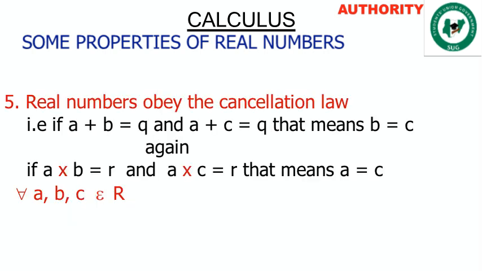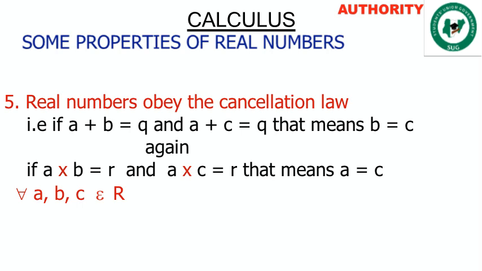Okay, let's go. Number 5. Real numbers obey the cancellation law. Let me show you an example. If you say that A plus B is equal to Q, and then A plus C is equal to Q, that means that B is equal to C.